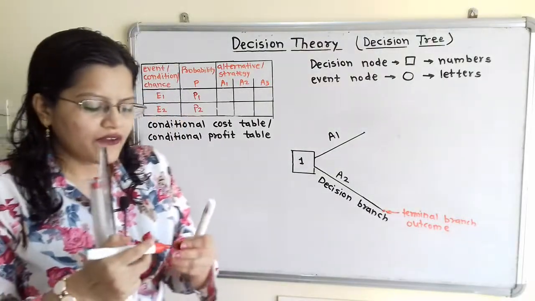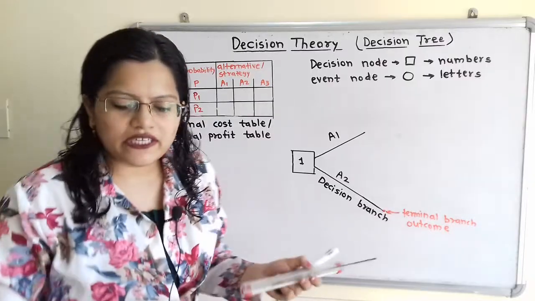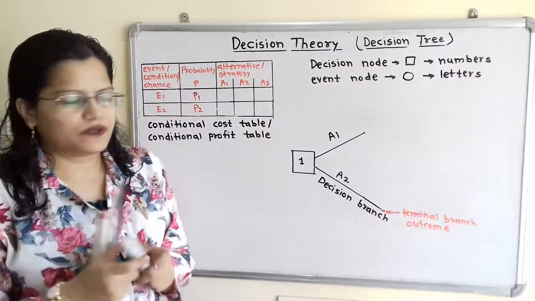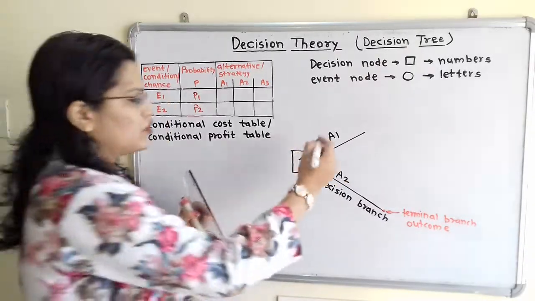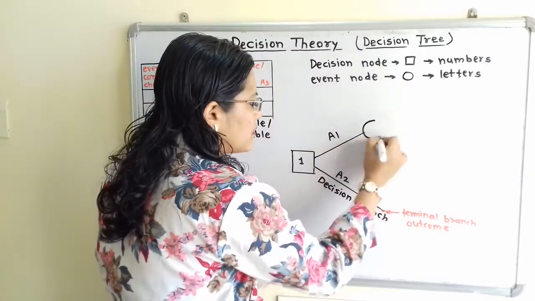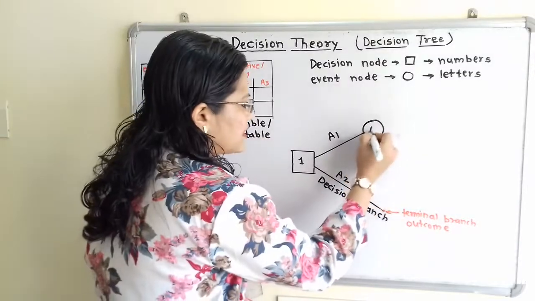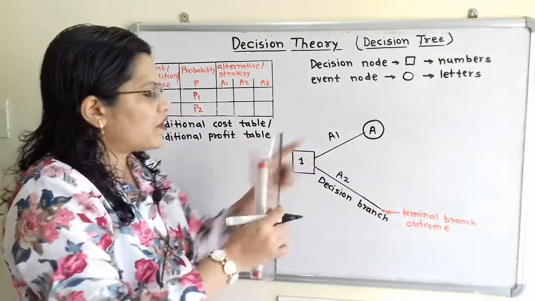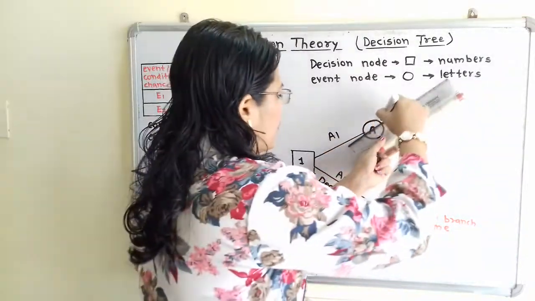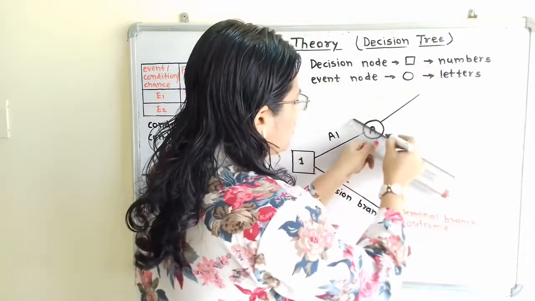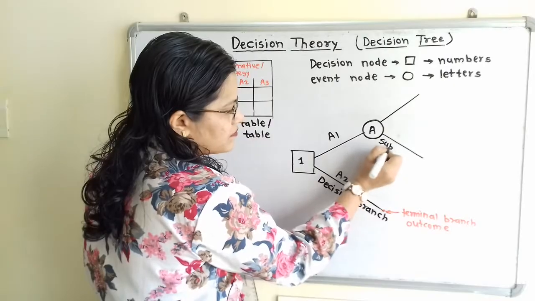So the outcome will be in the form of the cost or will be in the form of the profit. It depends on the given values. Now for this first decision branch we will mention here the event node. So this event node we have to show with circle and we will use the letter. So first letter is A. Now again from this event node there are two branches that originate. So we will say that these two branches are known as sub branch.